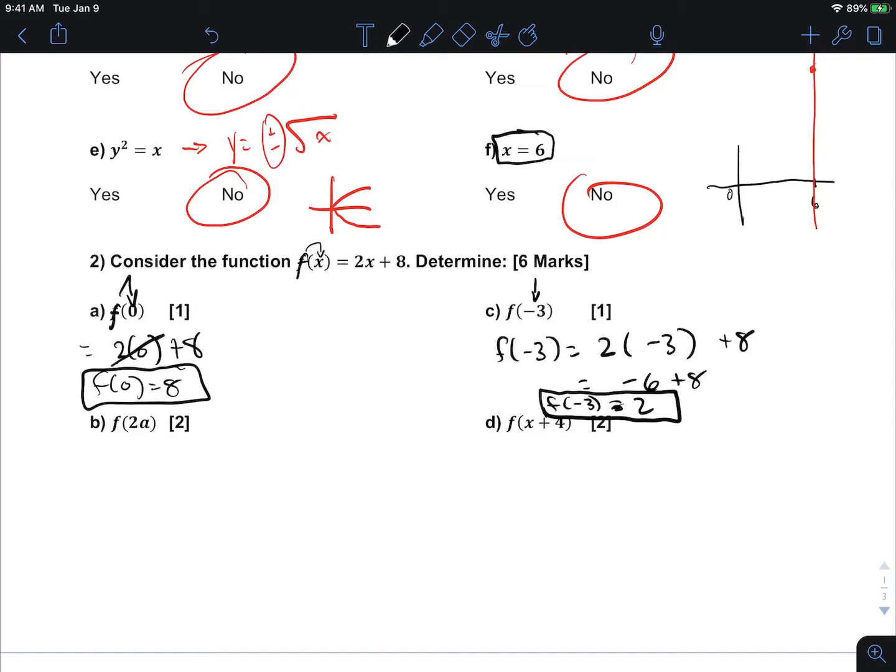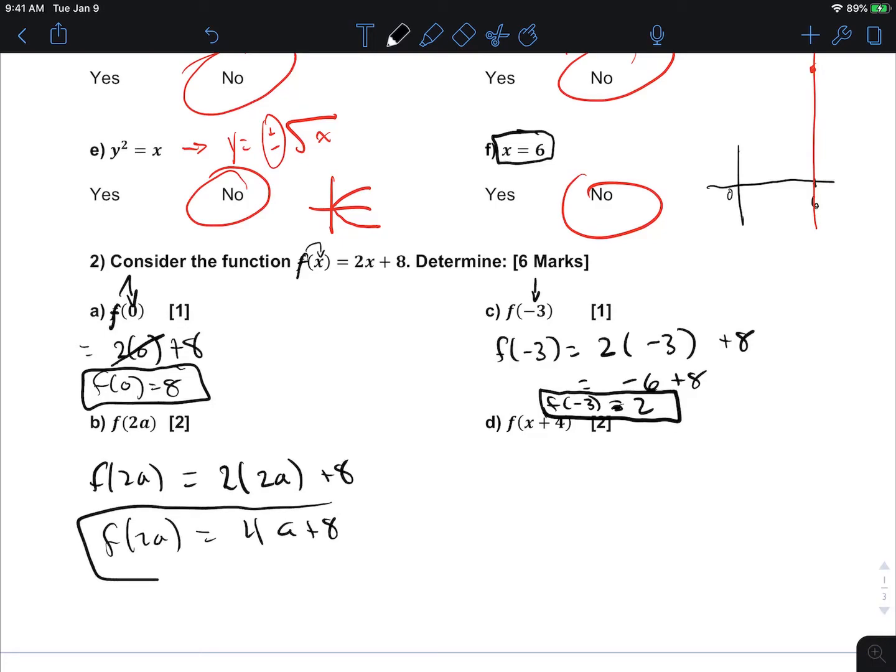And then the rule still applies. It doesn't matter what's inside the brackets. You just put it in there and do the math on it and spit out something, right? So for this one, f at 2a, that's going to equal 2 times 2a plus 8. So it's 4a plus 8. Right?